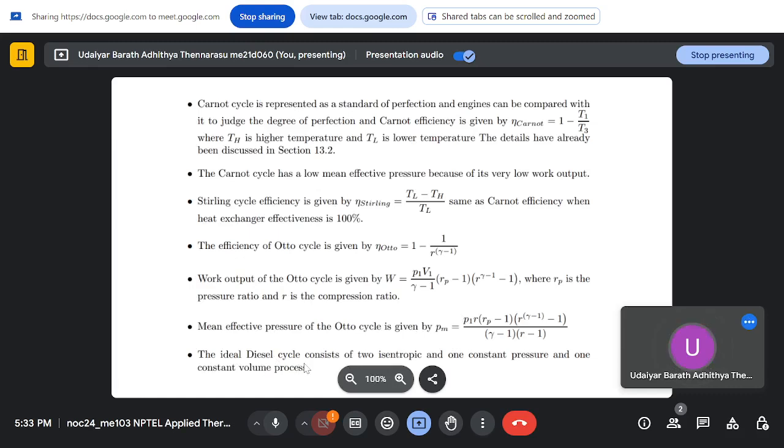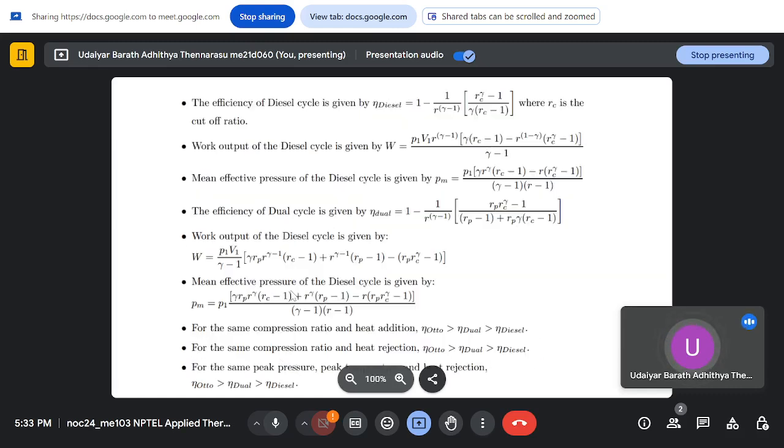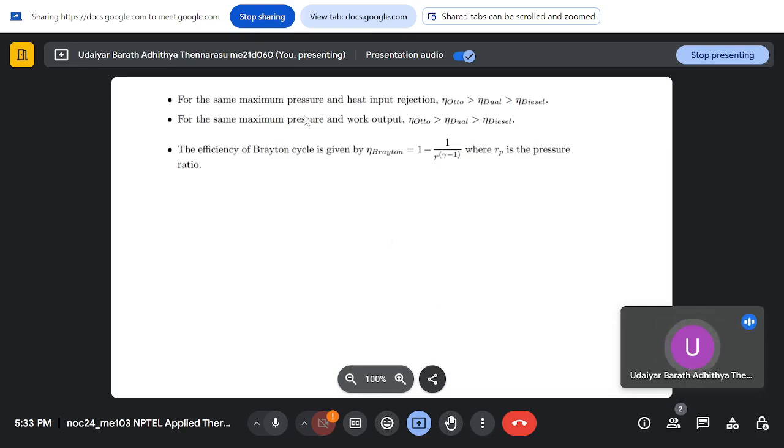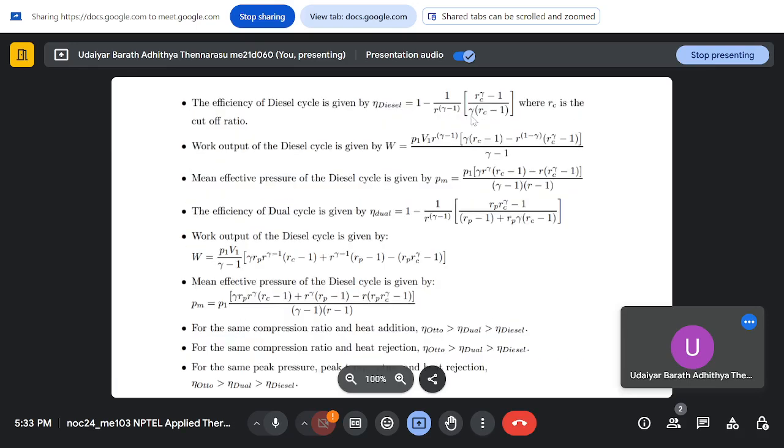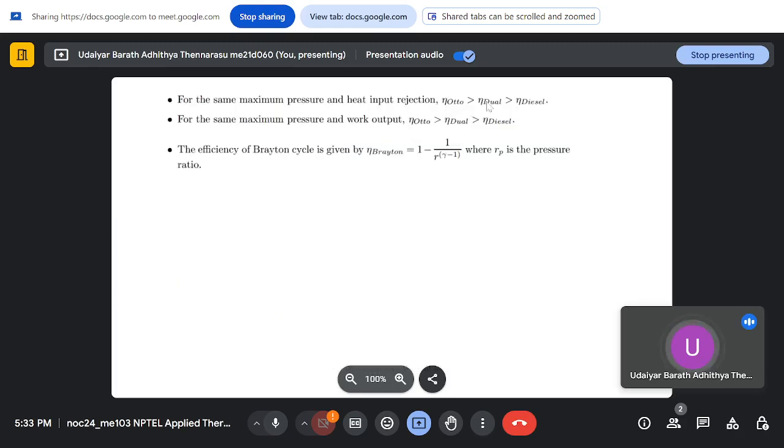So the ideal diesel cycle consists of 2 isentropes, 1 constant pressure and 1 constant volume process, and similarly this is how the efficiency and mean effective pressure look, and similarly for dual cycle. So for same compression ratio and heat addition, your Otto cycle will have highest efficiency and the least will be diesel. And if you have same peak pressure or maximum pressure, in that case diesel will have higher efficiency. So here there is some mistake. So diesel will have higher efficiency when you have same maximum pressure.